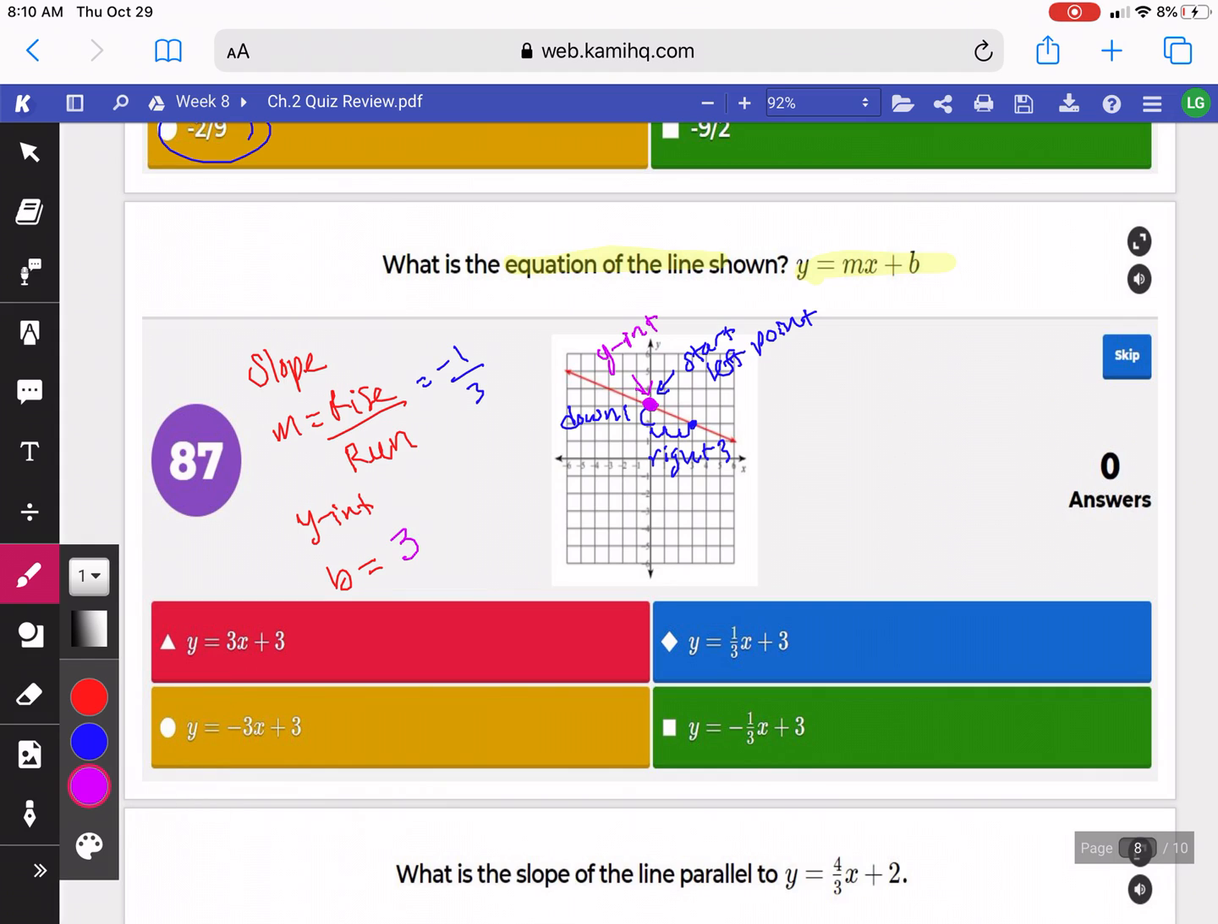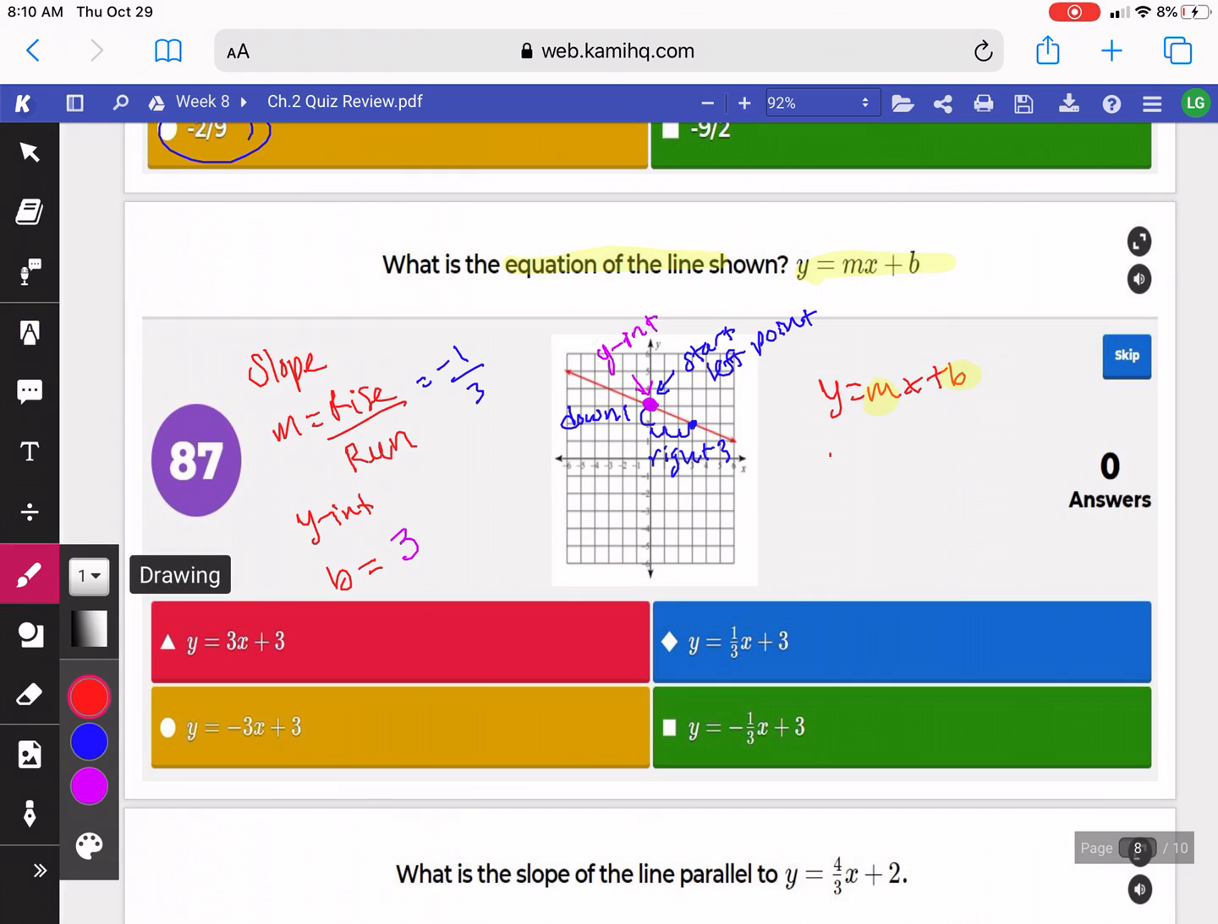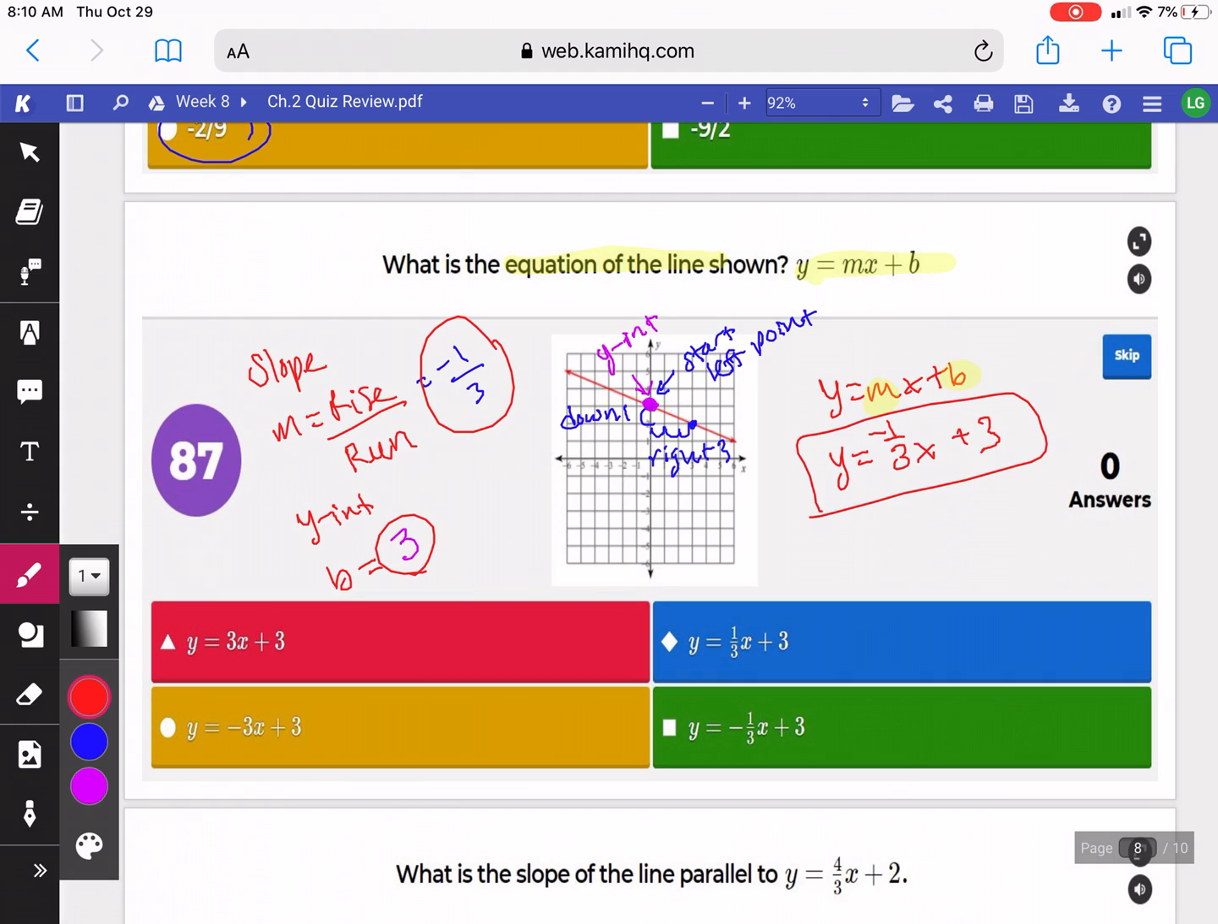Once you have your slope and y-intercept, you can plug these into slope-intercept form. So y equals mx plus b. We're going to plug in our slope and our y-intercept. So here I have y equals, my slope was -1/3, and my y-intercept was a +3.